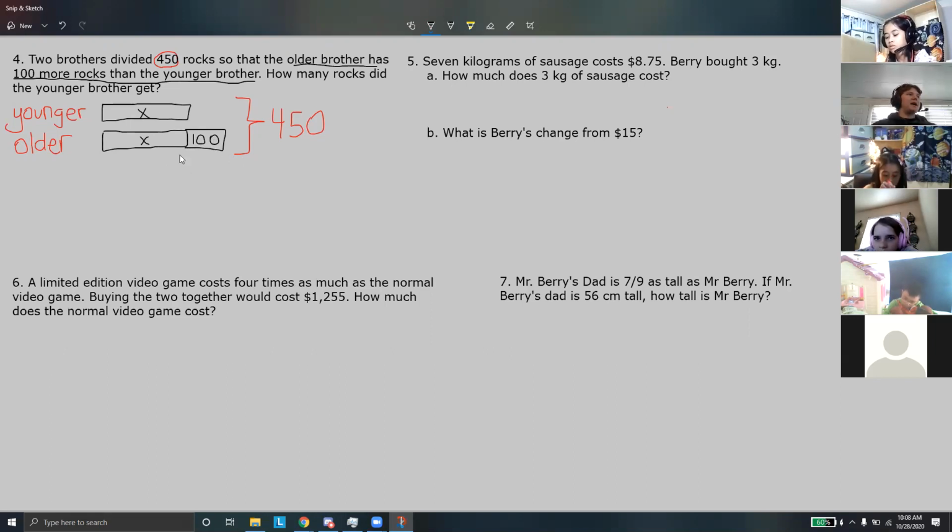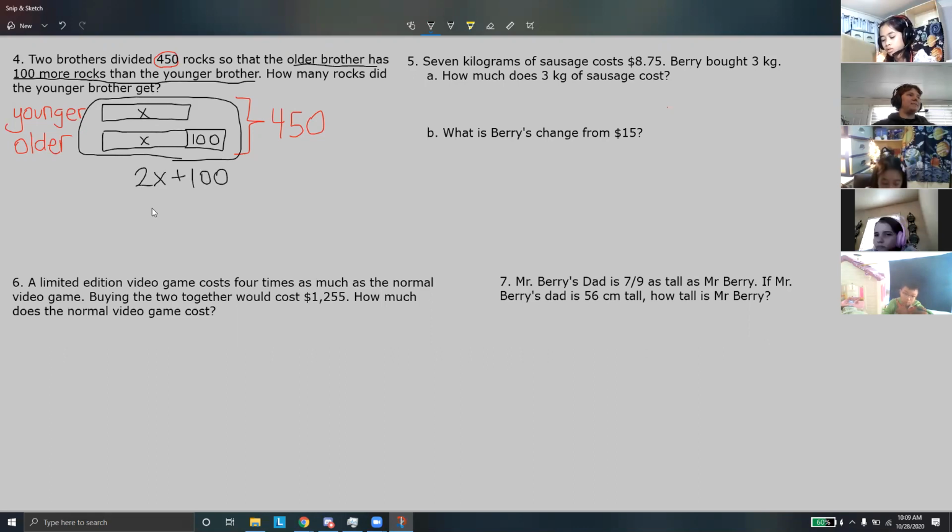So on one side of our equation, we're going to have 2x, 2x's, right? These are the same amount, 2x plus 100. So that is how they split it, right? So one got 1x, the other got 1x, and then one got 100 more. So 2x plus 100 equals 450.